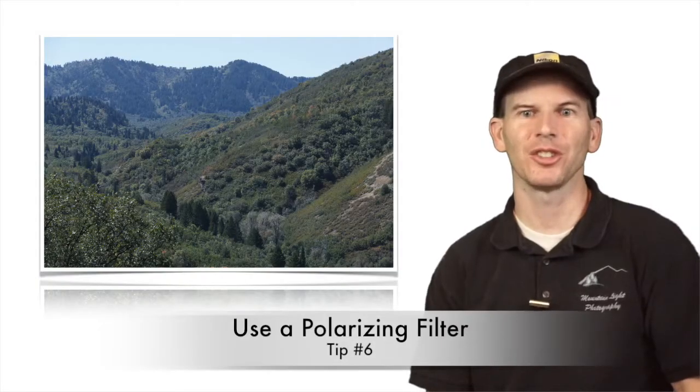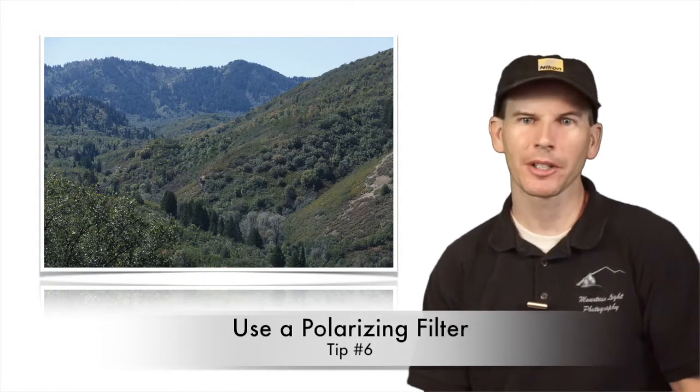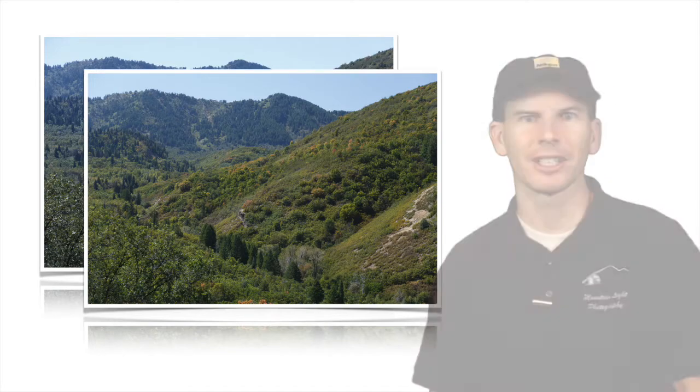Tip number 6 is to use a polarizing filter. Polarizers aren't just for enhancing your blue skies. Polarizers are great for minimizing reflections on non-metallic objects, cutting through a slight amount of haze, and letting the true colors of foliage show in your images. Leaves have a waxy surface that will reflect the sky and show glare. Using a polarizer will cut through this glare and reflection, making your colors more vivid.